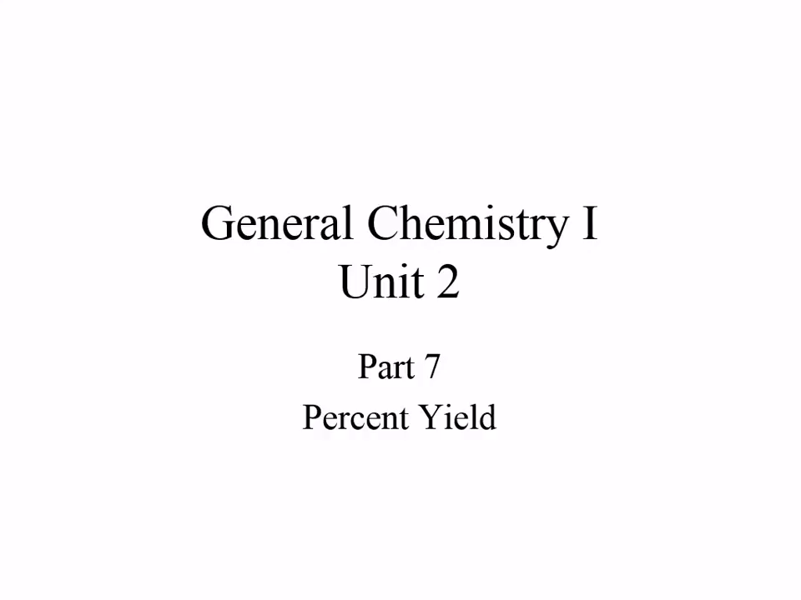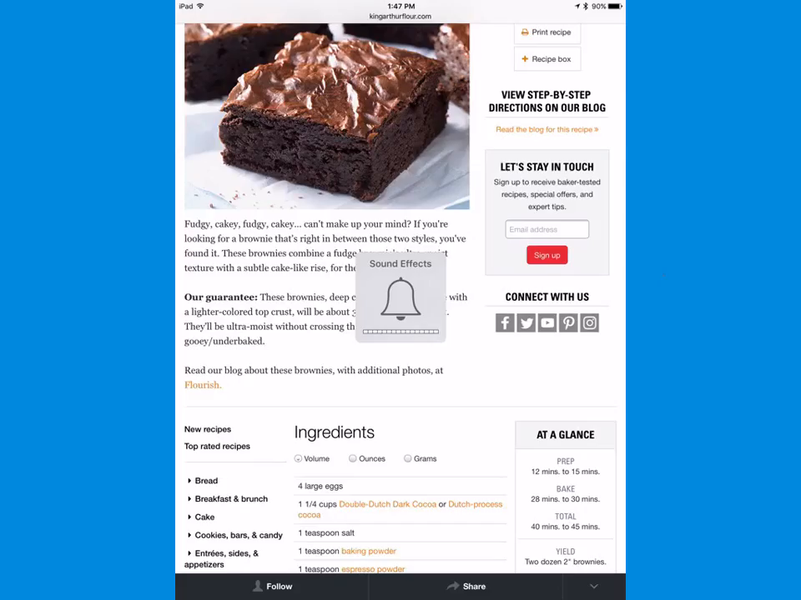Okay, so this is a different brownie recipe because I wanted a brownie recipe that had this word right here, yield. Okay? So you would tell me if I mix, and it's kind of lopped off, but if I mix 4 eggs, 1 1/4 cup of double Dutch dark cocoa, this amount of salt, this baking powder, etc. If I do all of that, that's in the right stoichiometric ratio amounts, I will make myself 2 dozen brownies. That's my yield.